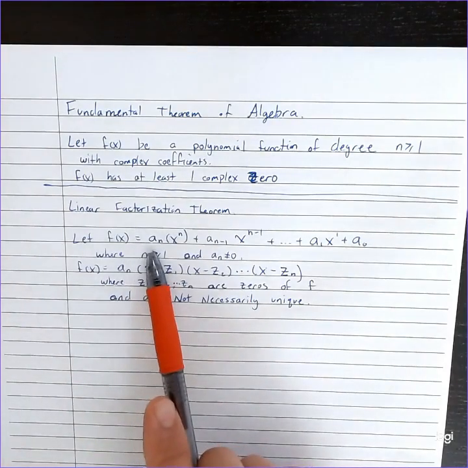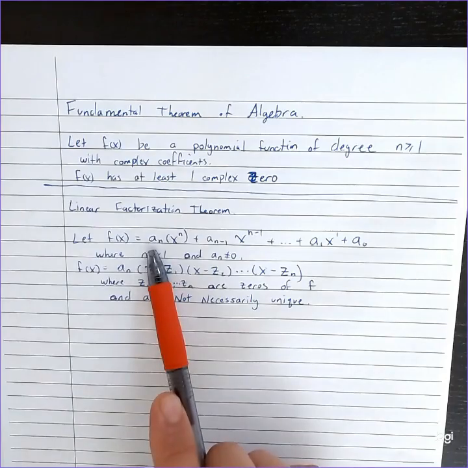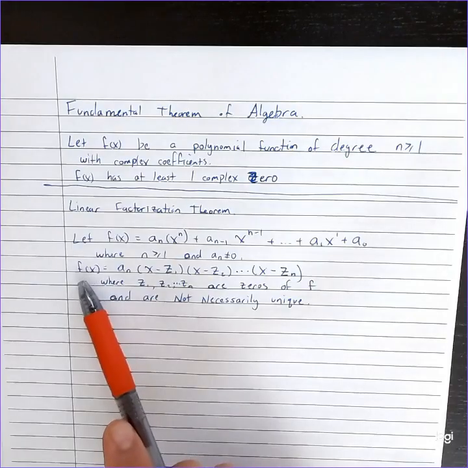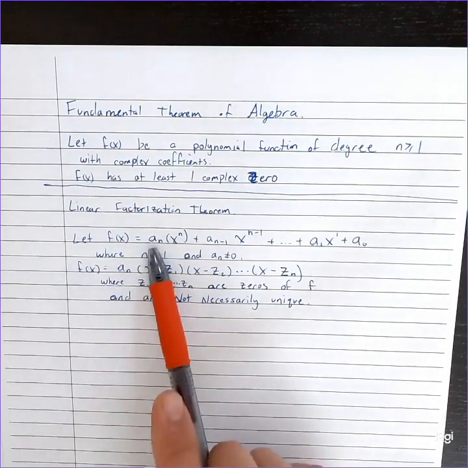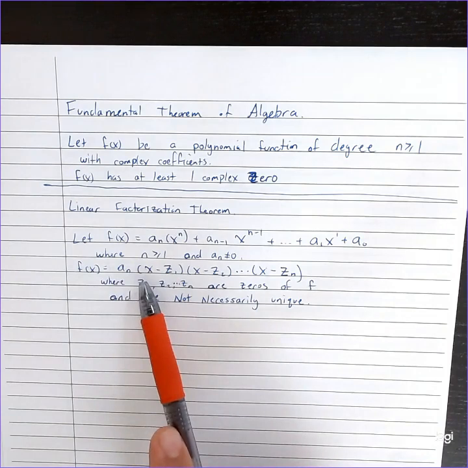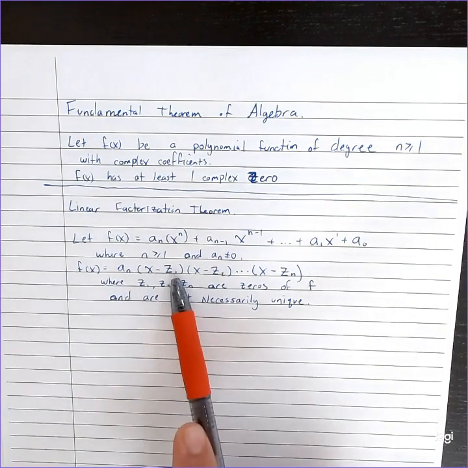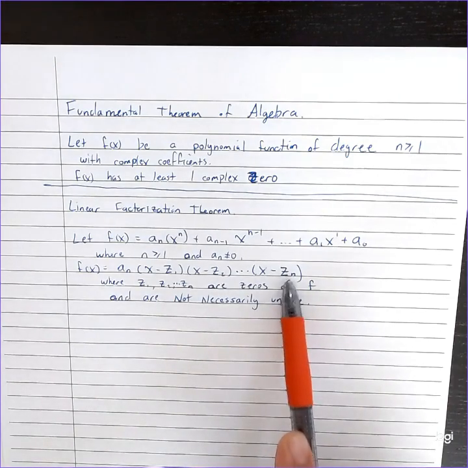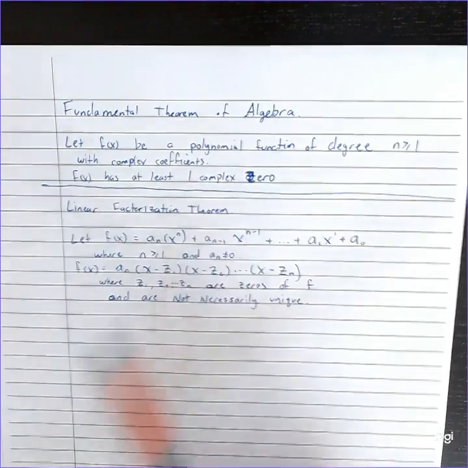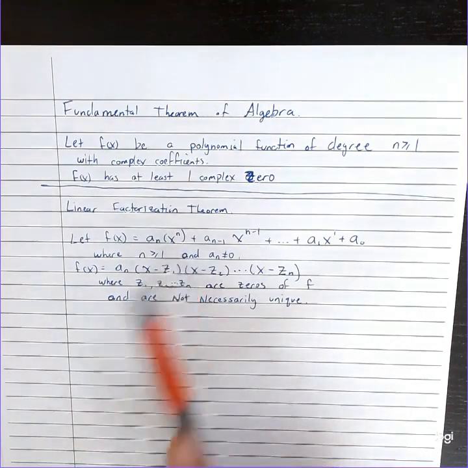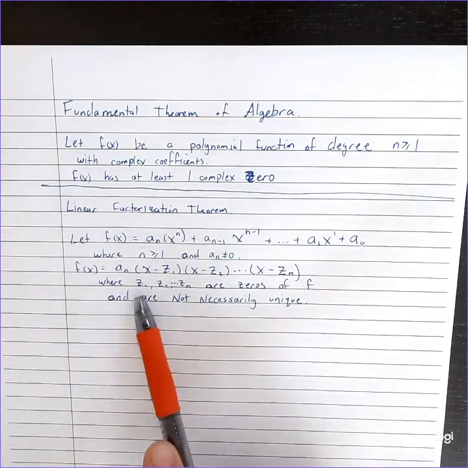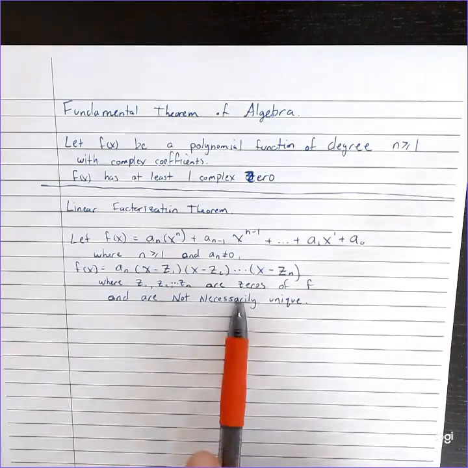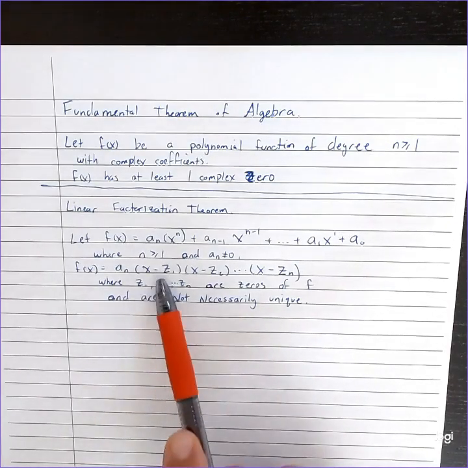If you have a polynomial function with lead coefficient a sub n, and its degree is greater than or equal to 1, then f of x factors into that same lead coefficient times n linear factors. Notice there's the first one, there's the second one, dot, dot, dot, all the way up to n, where this n is the same as the power of our lead term. Here, z1, z2, all the way up to zn are the zeros of our function and are not necessarily unique. Remember, we can have factors that repeat.